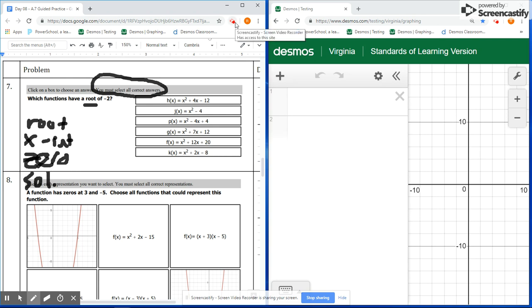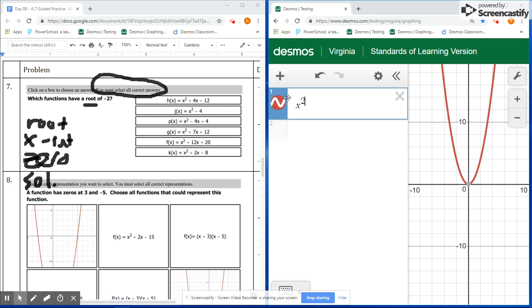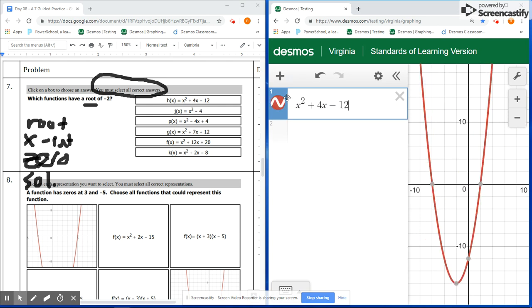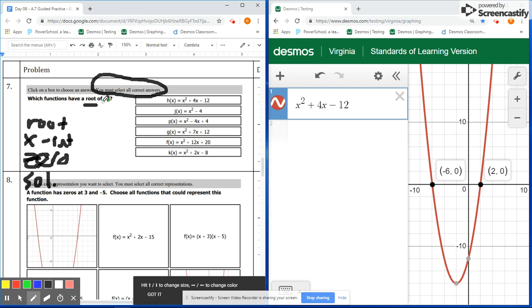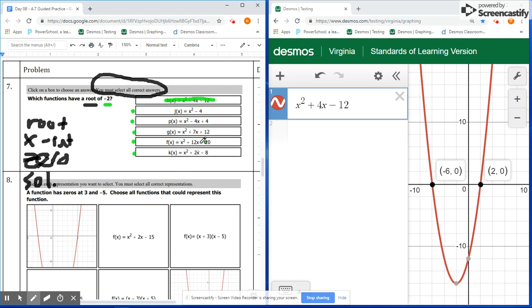So we need to plug these into Desmos. We need to see which ones of these have a root of -2 and then circle it if it does. So I will do the first one with you, and then you will try the rest. So the first one here, x squared plus 4x minus 12. If we look at the roots are -6 and +2. That is not the same as -2. We do not have a root of -2, so this is not an answer. Okay, so you need to plug in the rest of these to Desmos and circle whichever ones have a root of -2.